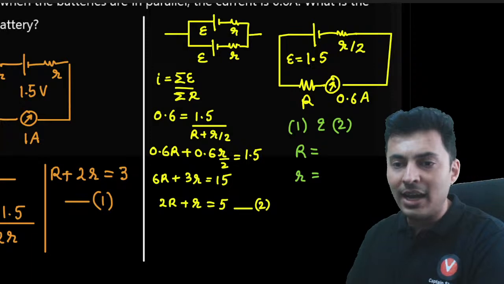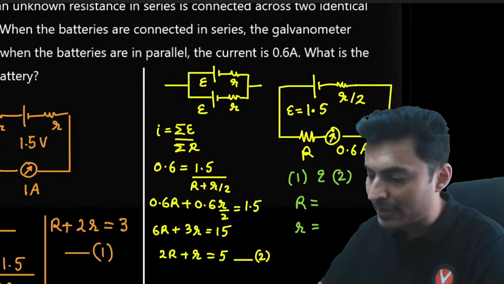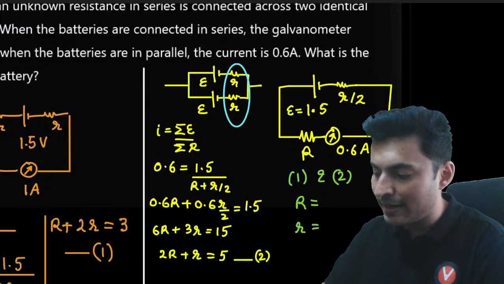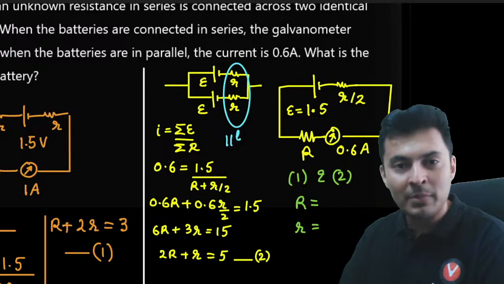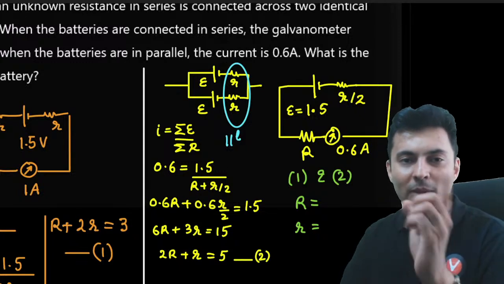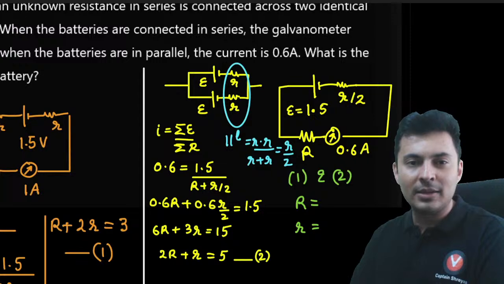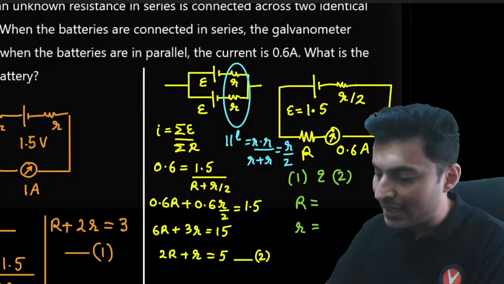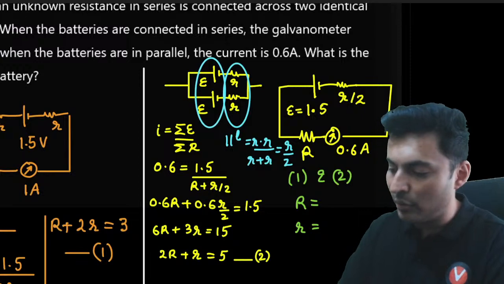Why R by 2? Because they are in parallel. Observe this carefully. These two resistors are in parallel combination. In parallel, what will happen? R1 R2 by R1 plus R2, so R times R by R plus R. That will make it R by 2. Is that okay? That is the formula. For EMF, that big formula is there.